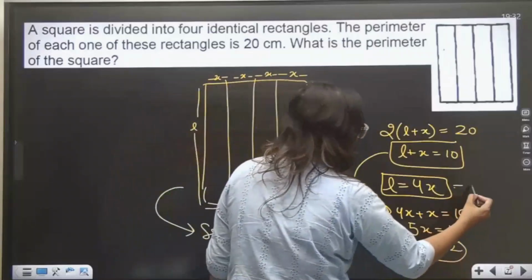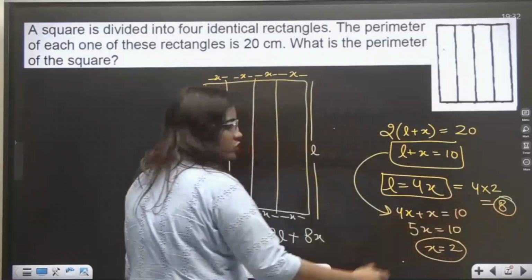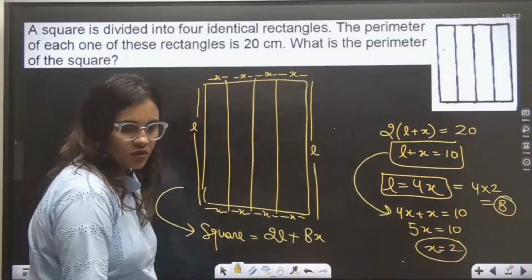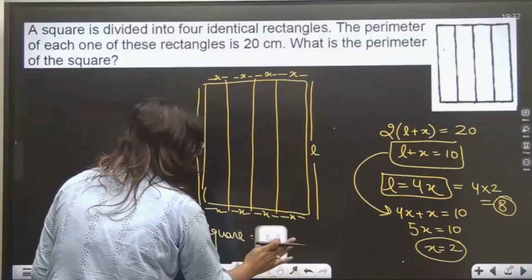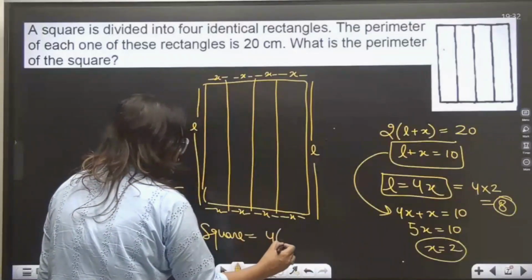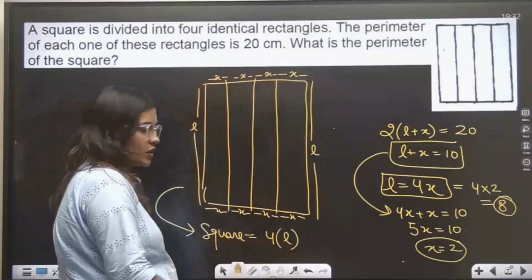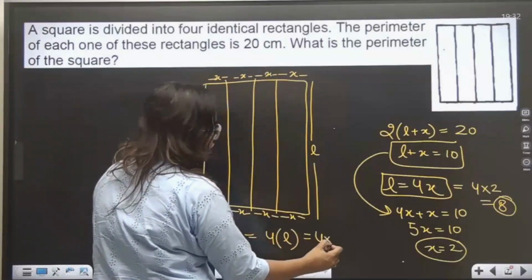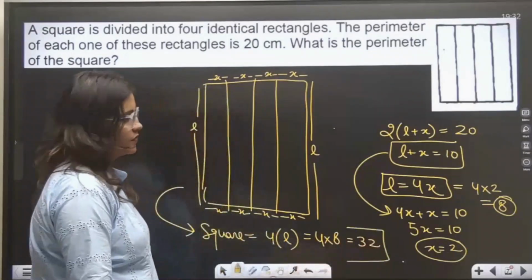So what is the value of L? L comes out to be 8. 4 into 2, 8. Yes or no? So the perimeter of the square you can directly find by 4 times L, because this is L, this is L, this is also L, this is also L. So 4 times 8, which comes out to be 32, everyone. Understood?